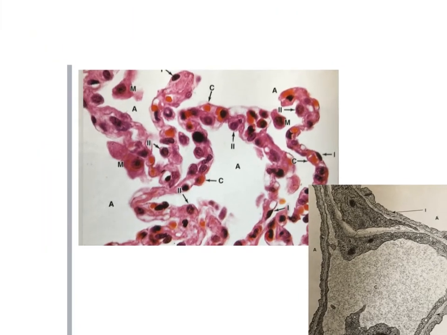You have labeled here type 2 pneumocytes. They're bigger than type 1 pneumocytes. This is the nucleus of a type 1 pneumocyte, and it extends out. Here's another nucleus of a type 1, it extends out. There are so few of them that they're hard to see. I also wanted to include this: every C you see here, every little red dot, are capillaries.